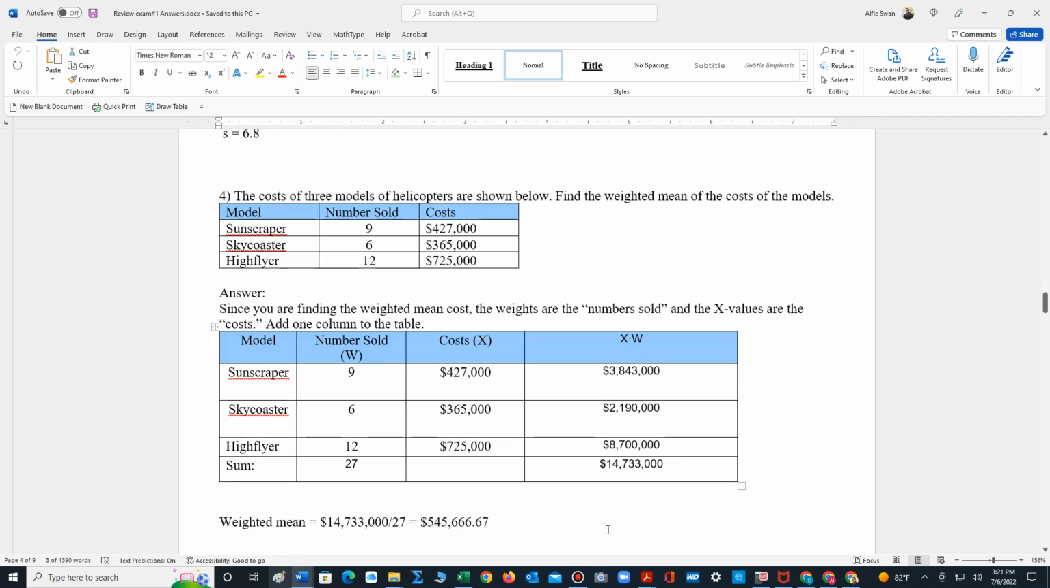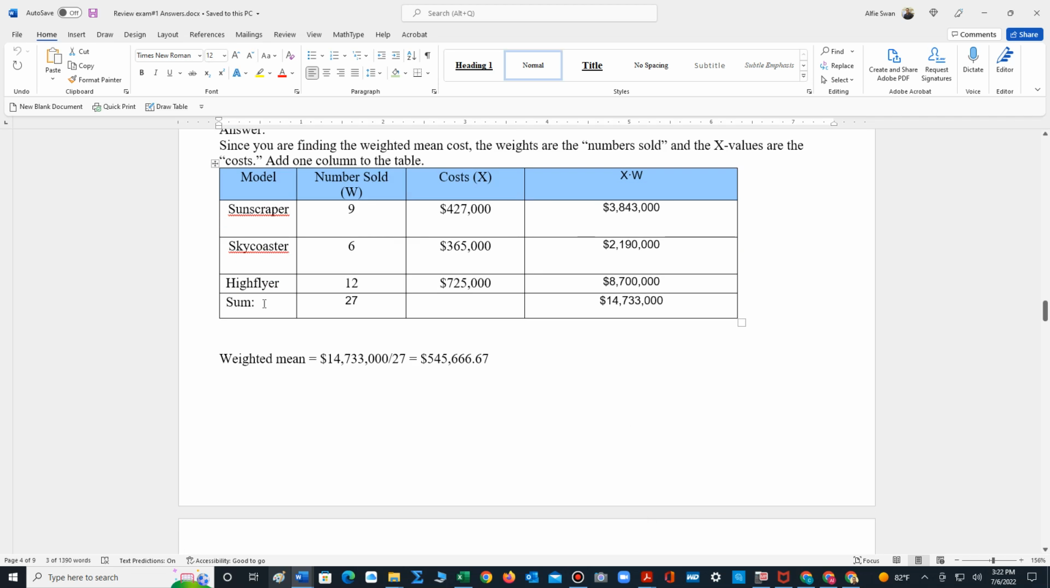Number 4, we have to find the weighted mean of the cost. To compute that value, the x values are represented by the cost, since we're trying to find this average. The numbers sold are the weights, so we have to multiply each data value with each weight. So 9 times 427,000 is 3,843,000. 6 times 365,000 is 2,190,000, and just repeat that process.